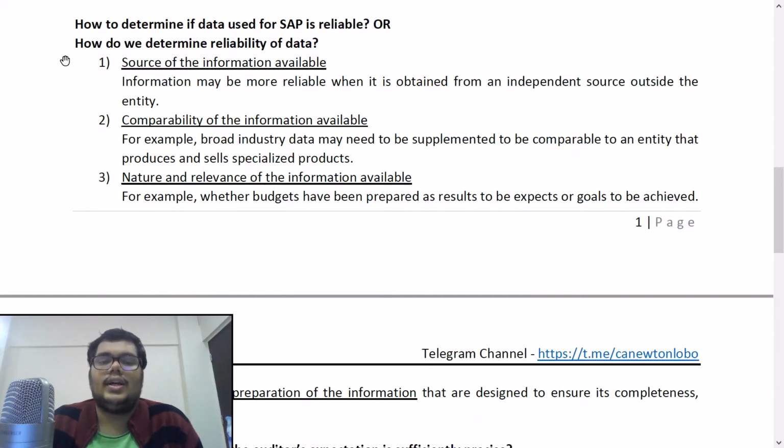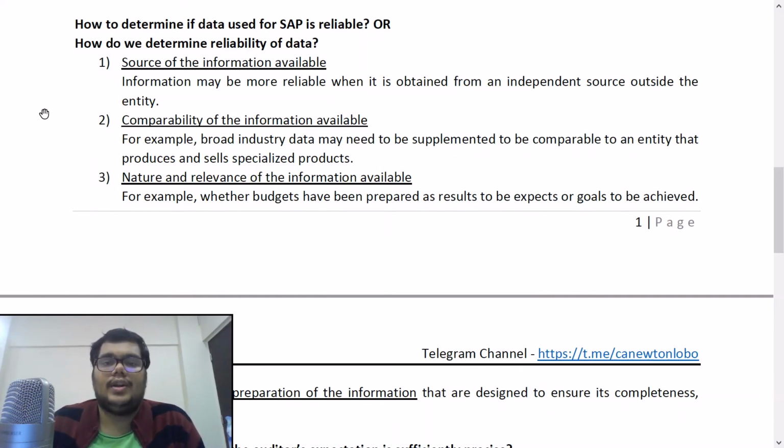For example, broad industry data may need to be supplemented to be comparable to an entity that produces and sells specialized products. So let us say there is a company which is selling very specialized products, very customized products. Then if you take up the industry in which the company operates, that industry's data, and try to compare it directly with the company, that may not be a fair comparison, because the industry is very broad data, whereas the company is selling very specialized and customized products. So you may have to supplement the industry data with some other specialized data in order to be able to make a fair comparison. So the information should also have comparability.